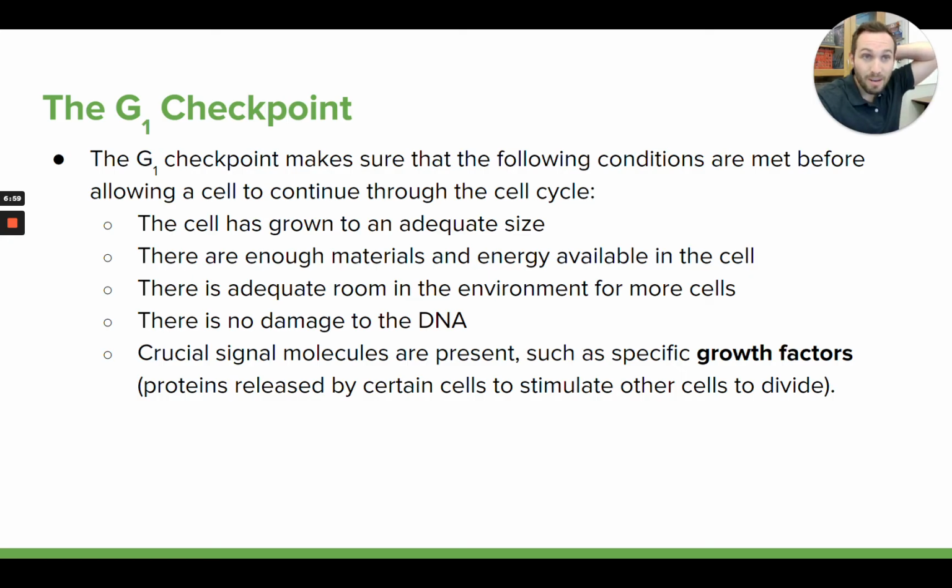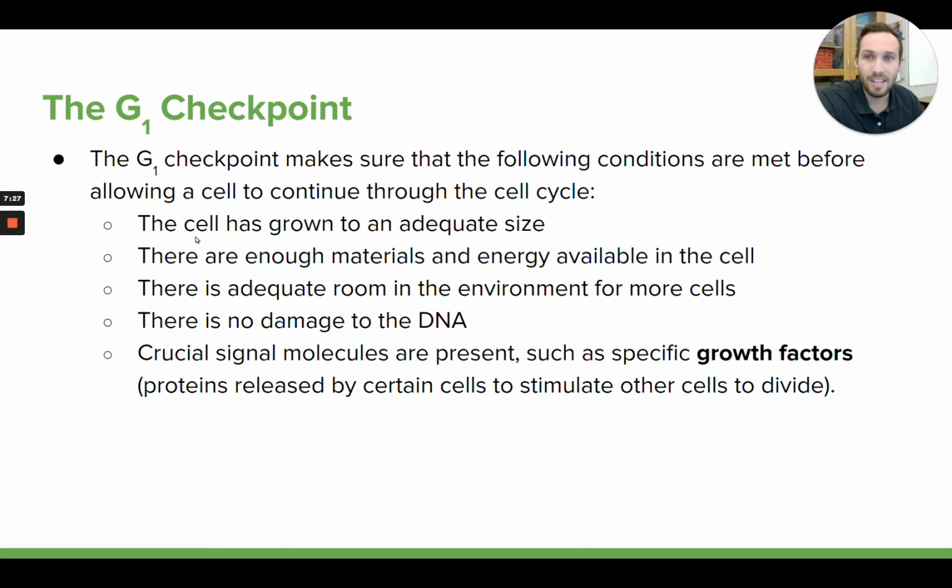But at this checkpoint, there's a list of requirements that need to be met inside the cell before the cell is allowed to continue on to S phase, to make sure that if you are dividing, which is great if you're supposed to, that you're going to be successful in the rest of these phases. And here are the kind of things that are being checked for in the G1 checkpoint. It's kind of a long list. That's why this checkpoint is so important. Because once you start replicating your DNA, you're pretty committed to dividing. And so we want to make sure that's going to happen correctly.